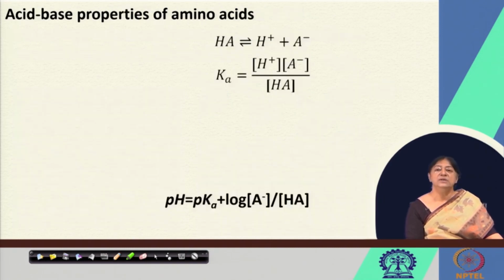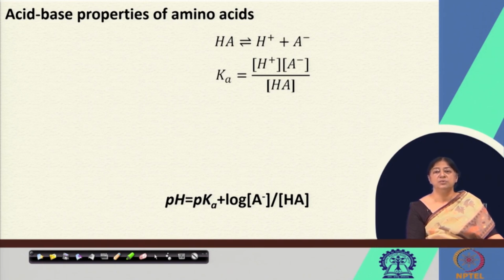When we look at the acidic and basic properties of amino acids, we have the NH2 group and the COOH group, and we know that in the zwitterionic form these remain as NH3+ and COO-. What does this mean? This means that these protons that are present can be lost.